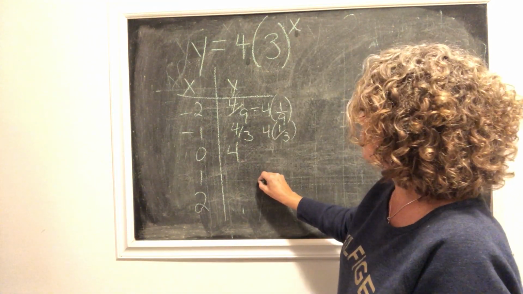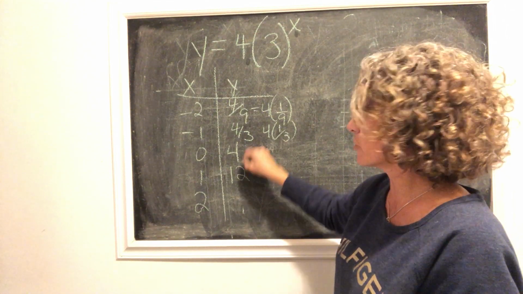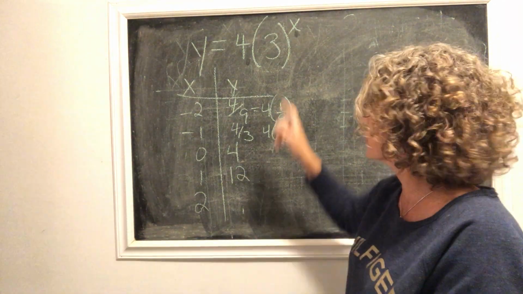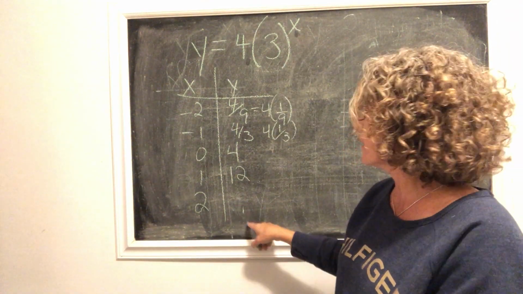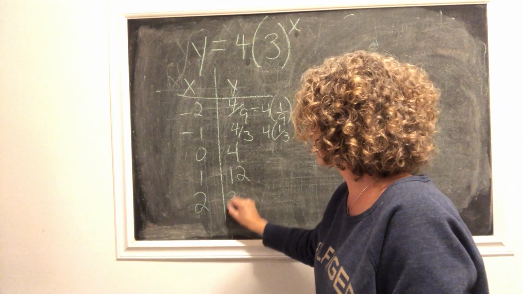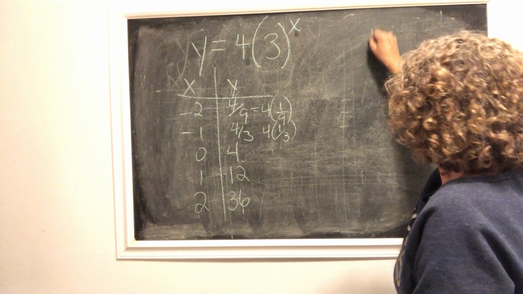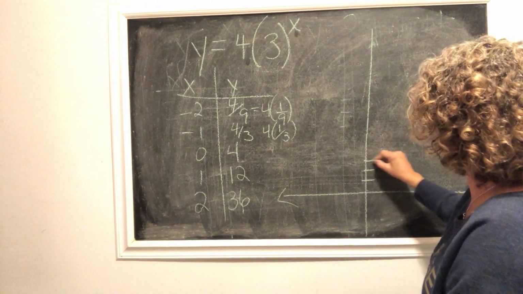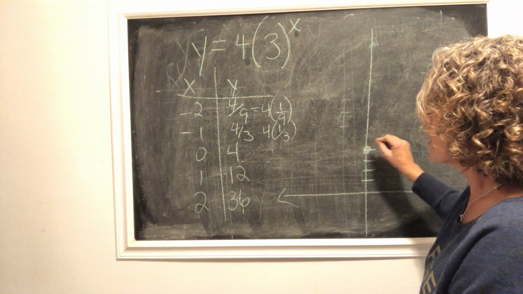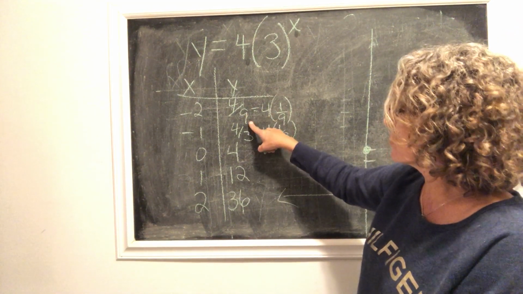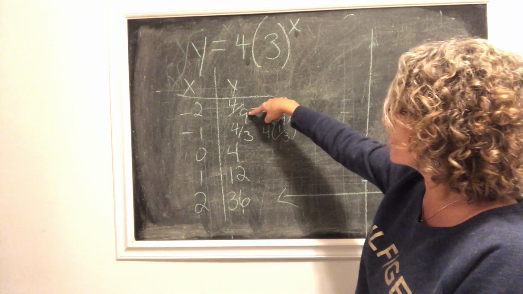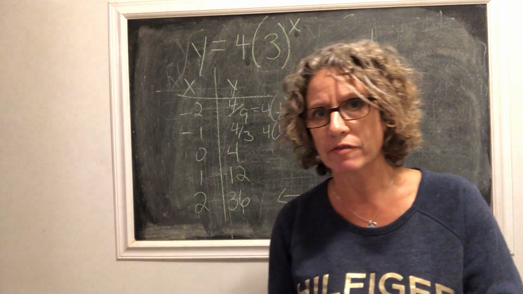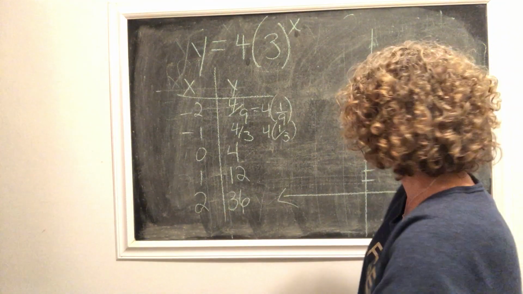3 to the first is 3. 4 times 3 is 12, so this is getting stretched at a quicker rate. And 3 squared is 9. And 9 times 4 is 36. So, as you can see, in this graph, my y-intercept went to (0, 4), but my values, 4/9, 4/3, if I go from 4/9 to 3 to the negative 3rd power, that's 1 over 27, which is going to give me 4 over 27, increasingly closer to 0.